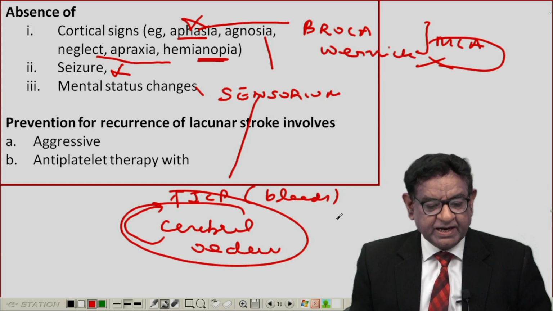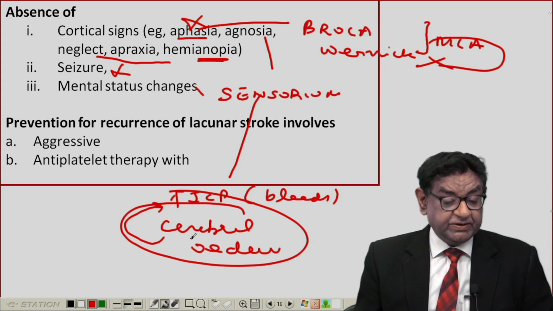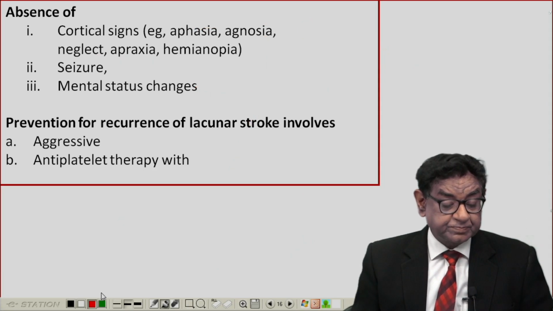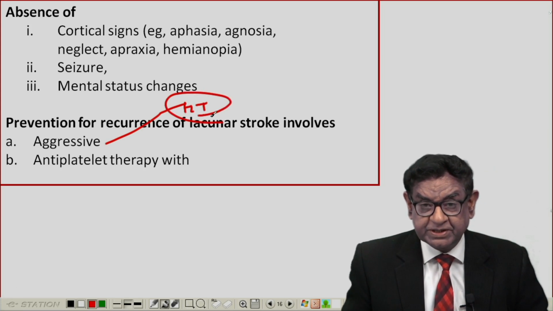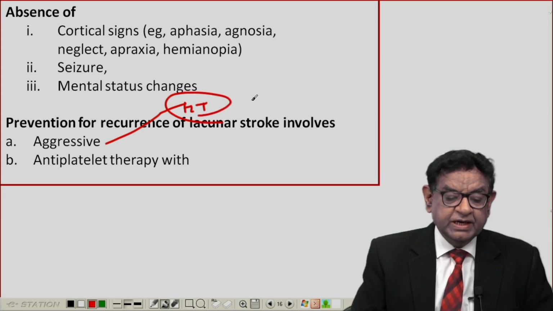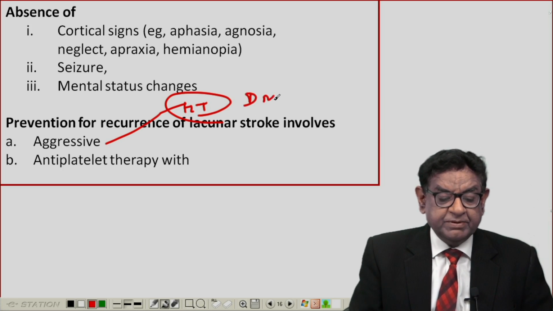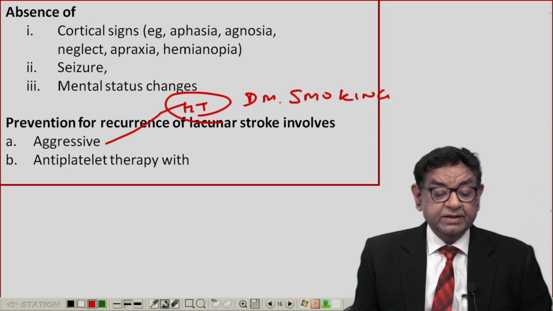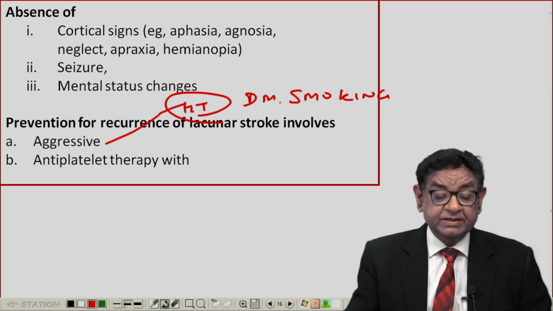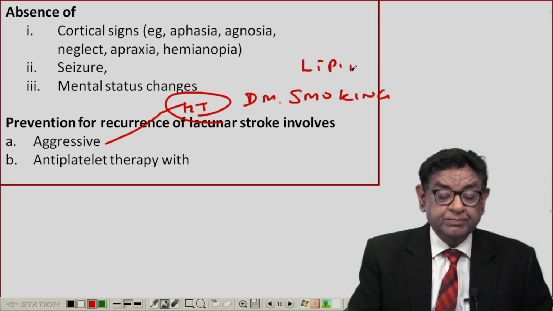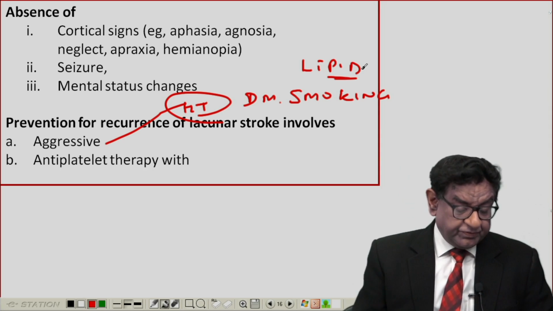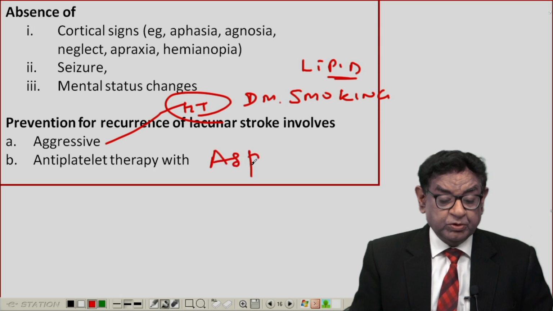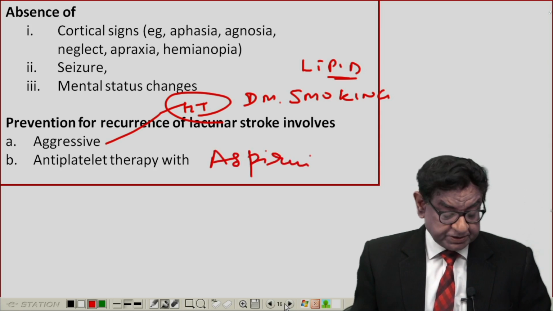Now how can you prevent lacunar stroke? You have to do aggressive risk factor modification. That means you have to control hypertension, which is the most important risk factor for developing ischemic stroke. Of course, in addition to that, you have to control diabetes, stop smoking, and dyslipidemia, lipids have to be controlled. All other risk factors for atherosclerosis and ischemic stroke should be controlled. We can give antiplatelet therapy with low dose of aspirin. It is a really good preventive method.